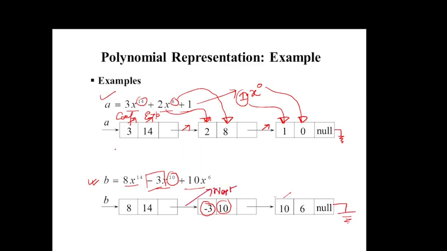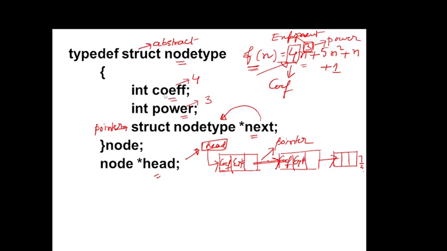Okay, so these are two polynomials given, and they have been represented as a visual representation of a linked list. So this is the data part, this is the data part, and this is the link part. So this we can represent easily with a linked list. We have seen the coefficient part, and then power, and then struct node type next. So next is a pointer.